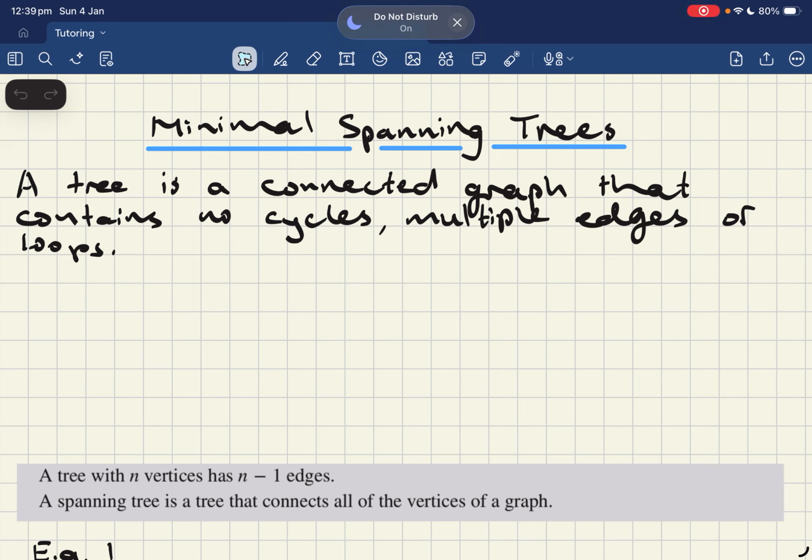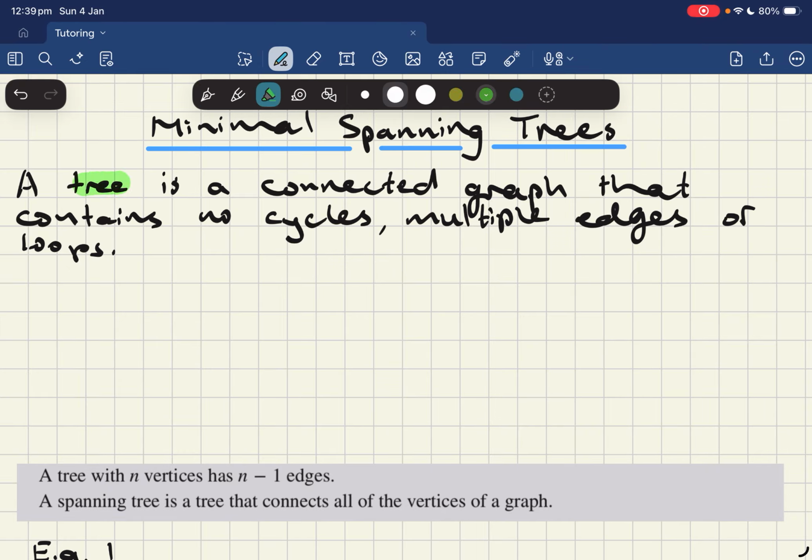So in this video, we're going to introduce the concept of minimal spanning trees. Now, before we can get into what a minimal spanning tree is, we need to actually understand what a tree means in the context of networks. Now, we've seen trees with probability trees and in other branches in maths, but we are talking specifically with networks, a tree being a connected graph. So a graph that connects a bunch of vertices with edges, containing no cycles, multiple edges, or loops.